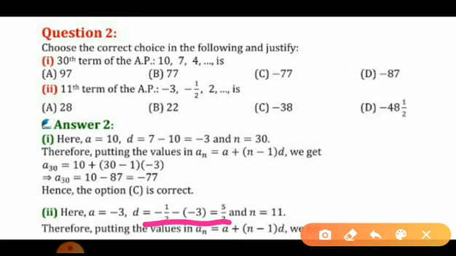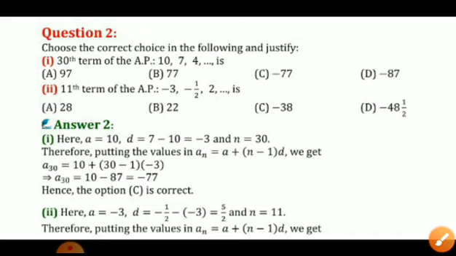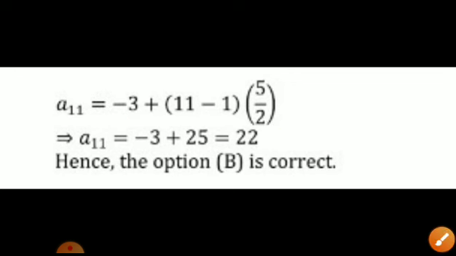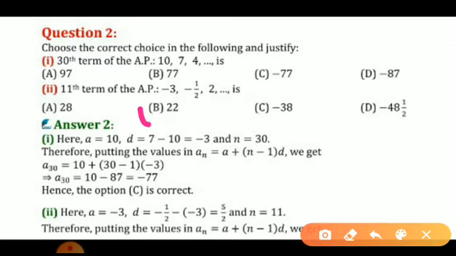And then find your A11. Directly substitute the values of a, d and n in the given formula, and then you will get the value of A11. So the value of a is minus 3, the value of n was 11 and the common difference was 5 by 2. If you solve it, you will get that the 11th term of the AP is 22. So which option is correct? Option B is correct. Is that clear?